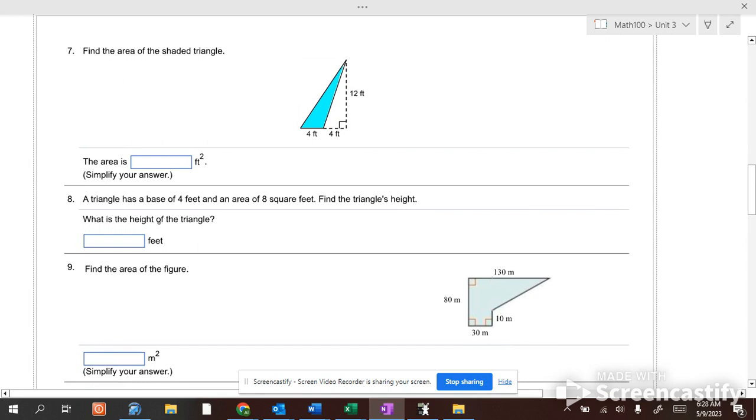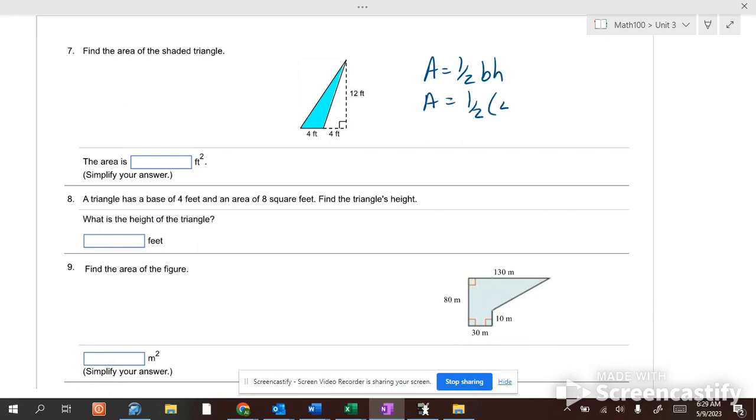The area of the shaded figure. Area of a triangle is 1/2 the base times the height. Okay, half of 4 is 2. 2 times 12 is 24. When you're multiplying these together, you can just multiply all the way across. You don't have to do this step. But don't take 1/2 times 4 and 1/2 times 12. It's 1/2 times 4 times 12. All is one multiplication problem.